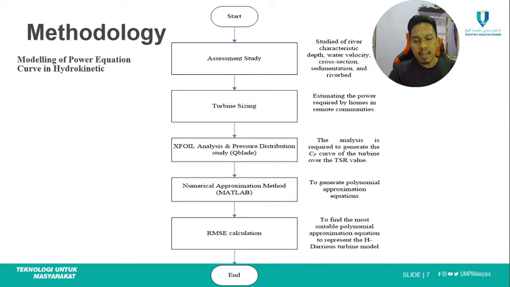And then lastly, to choose which equation is better, we use the root mean square error, RMSE, to find the most suitable polynomial equation to represent the power curve model for the H-Darrieus turbine.